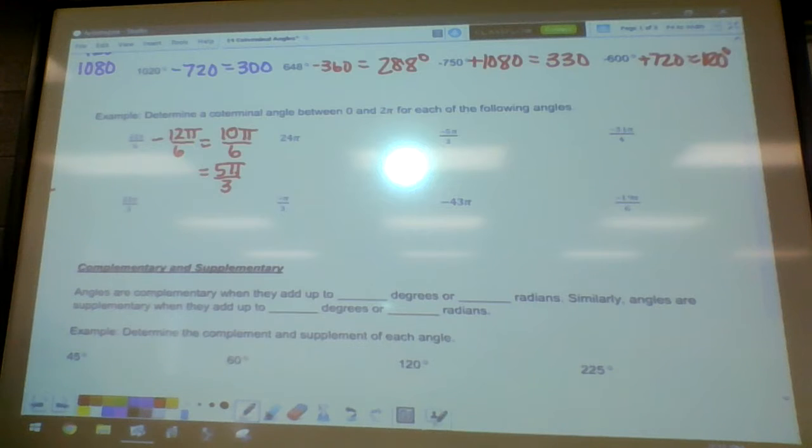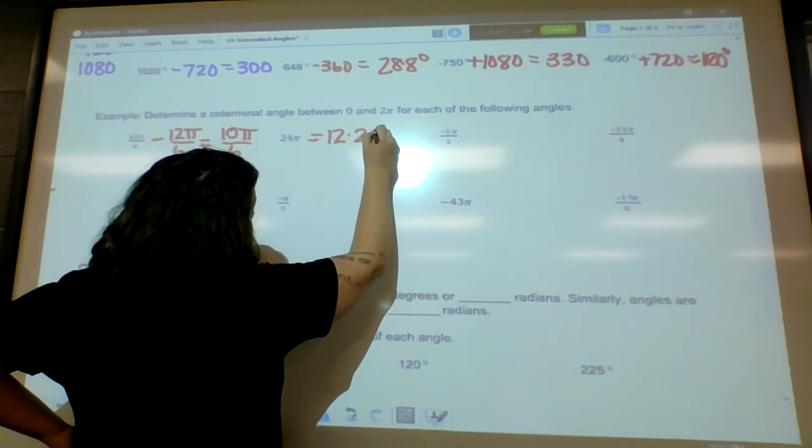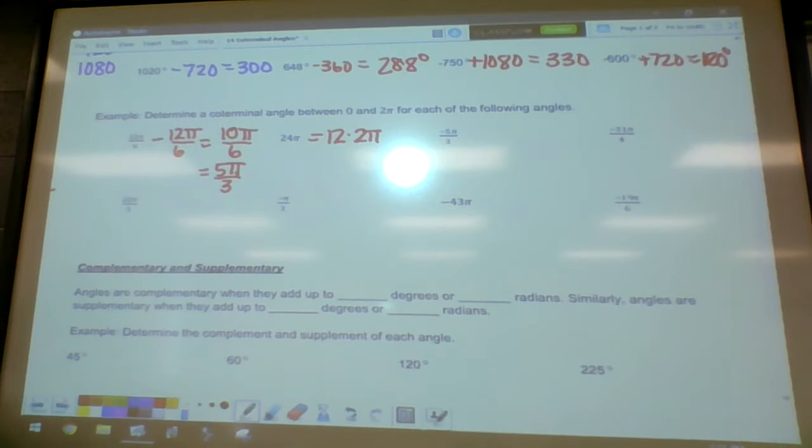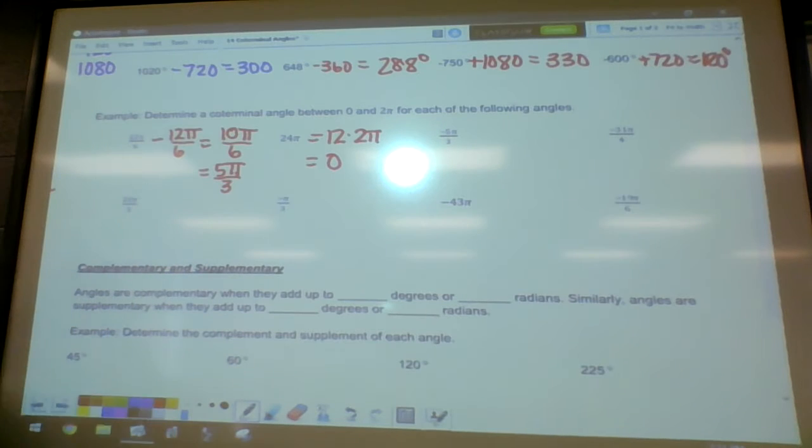The next one is 24 pi. And so 24 pi is a bunch of 2 pi's, isn't it? How many 2 pi's are in 24 pi? 12. So you could think about this as 12 times 2 pi, right? So that means that it's gone around the circle 12 times. When it goes around 12 times, where does it end? It ends at 0, right? So 24 pi is the same as 0.